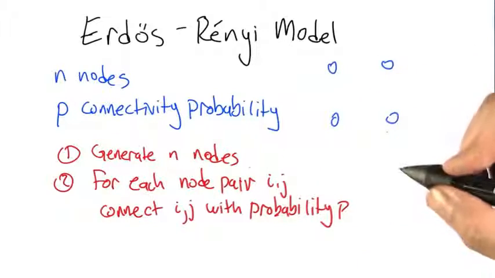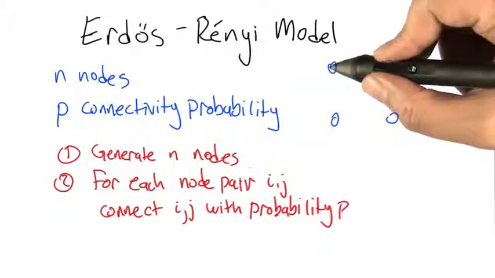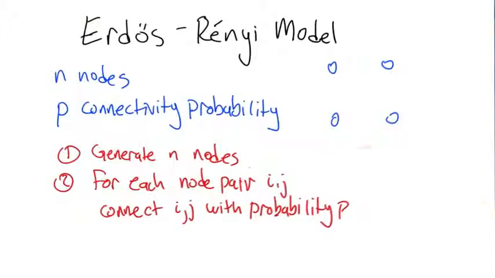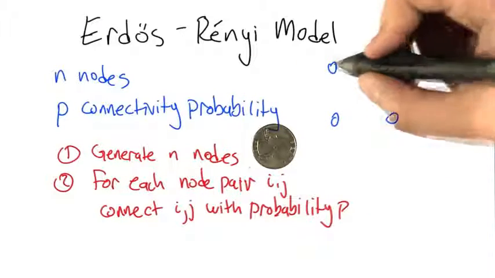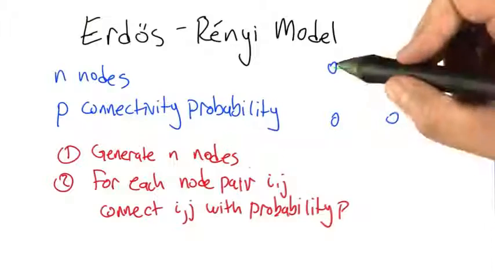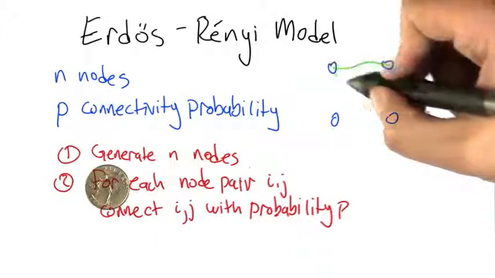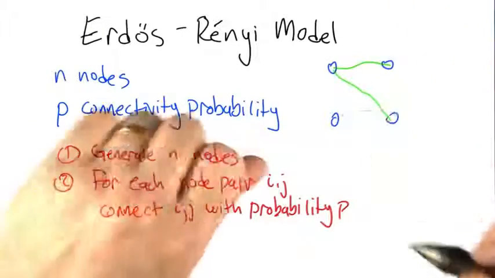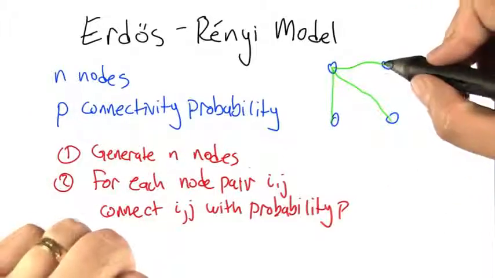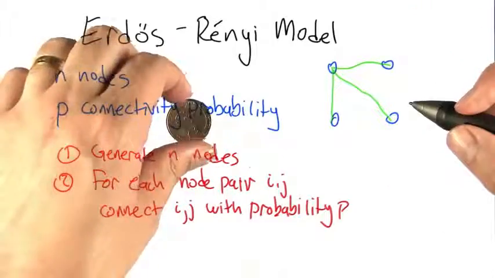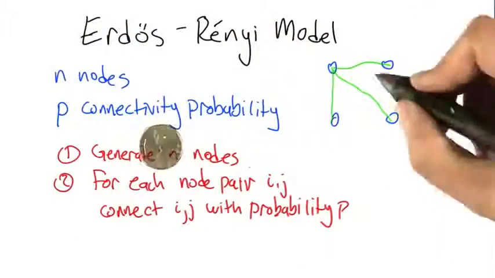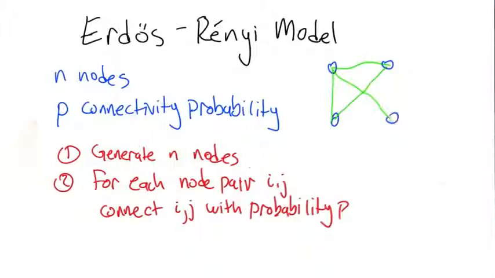We can do this for 4 nodes. So we have to decide whether to connect the first 2 nodes. So we flip a coin, comes up heads, so we connect them. Now we look at the second pair, this one and this one. That also came up heads. Third pair, this one and this one, also came up heads. Next pair is this one and this one. Tails, no edge. This one and this one, heads. And finally, this one and this one, heads.